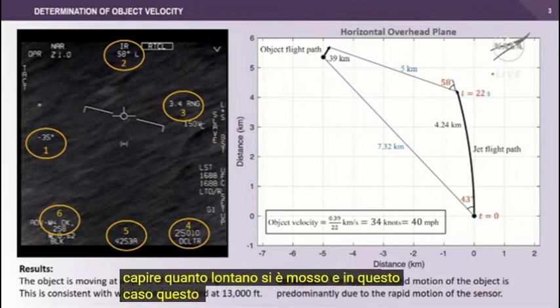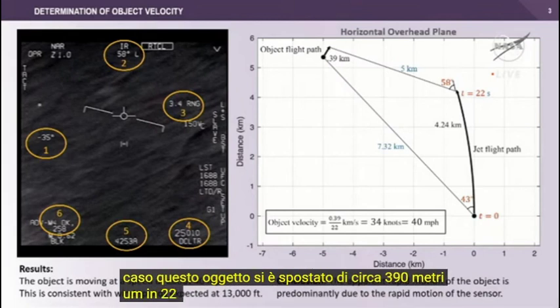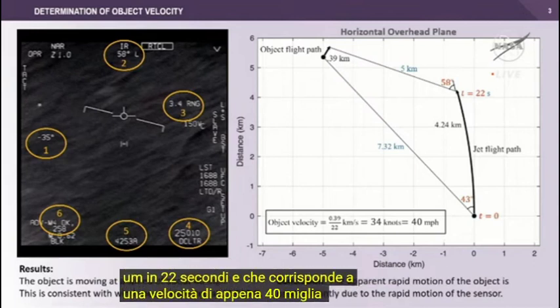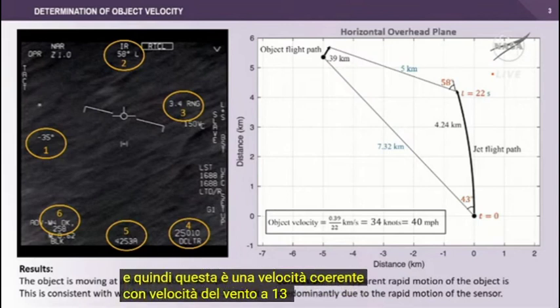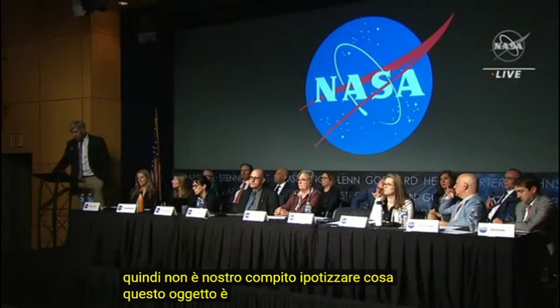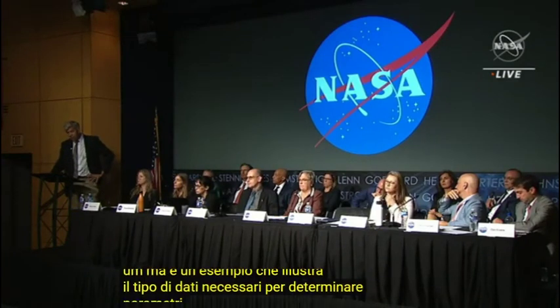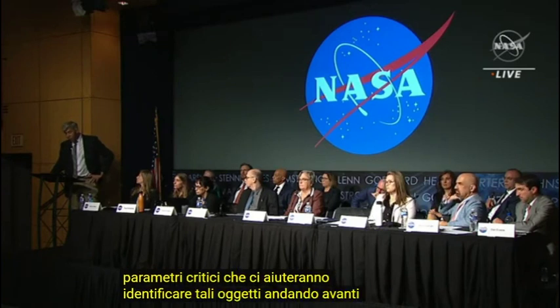In this case, this object moved about 390 meters in 22 seconds, and that corresponds to a velocity of just 40 miles per hour. That's a velocity that's consistent with wind speeds at 13,000 feet. It's not our task to conjecture what this object is, but it's an example that illustrates the type of data needed to determine critical parameters that will help us identify such objects going forward.